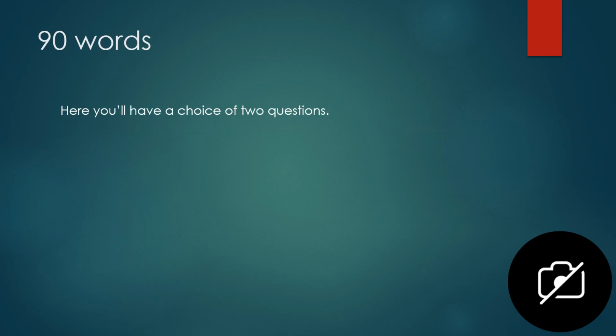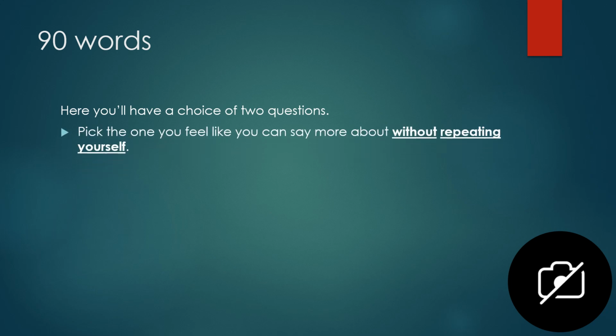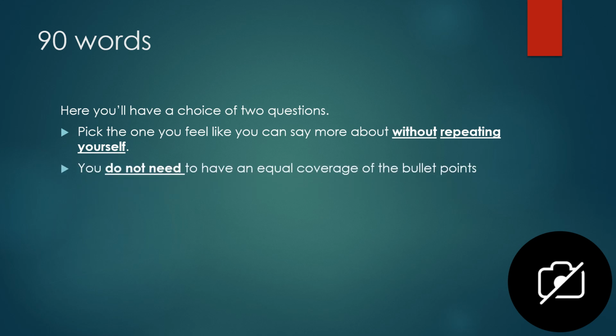So 90 words, we will have a choice of 2 questions. Each paper does. You pick the one that you feel like you can say more about without repeating yourself, please. You do not need to have an equal coverage of the bullet points. You can write 10 words for one bullet point and 50 odd words for the other. It doesn't matter as long as each one is mentioned and answered correctly.